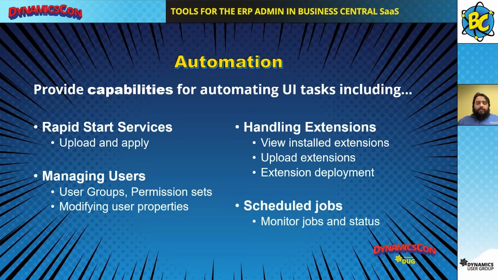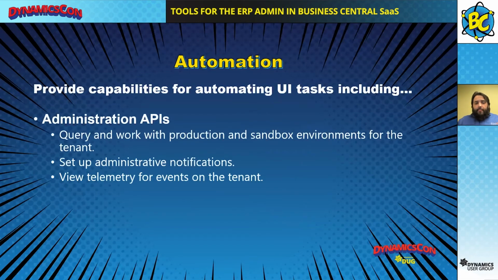Managing users, such as user groups, permission sets, modifying user properties, scheduling jobs in the job queue and monitoring them and their statuses, and other things like automation. Other things within automation include administration APIs, like working with your production and sandbox environments. If you want to automatically recreate your environments on a regular basis, you can set up an automation to do that. You can set up administrative notifications on your environment and then also view telemetry on events from a tenant level.